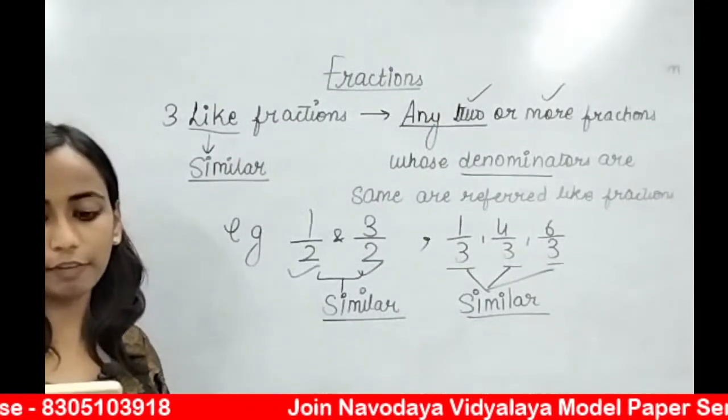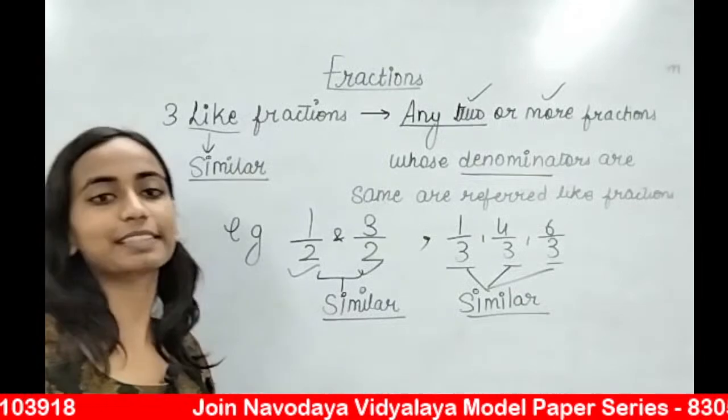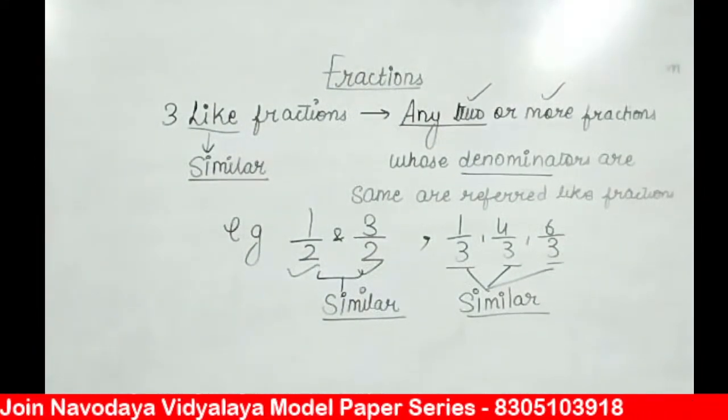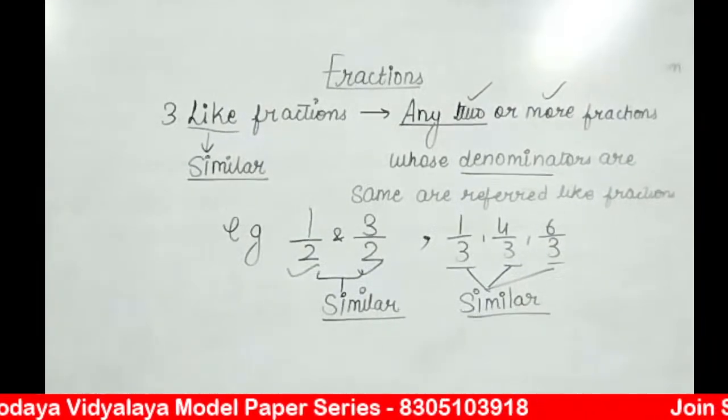4 by 3 and 5 by 3. Yes. So I think everyone is clear with like fractions. The fractions with same denominator, we call them like fractions. 9 by 3 and 4 by 5.